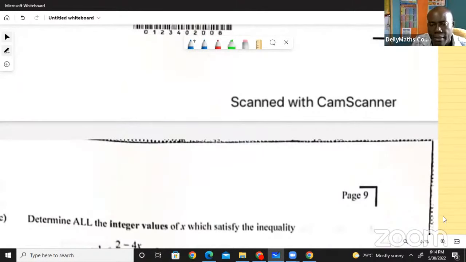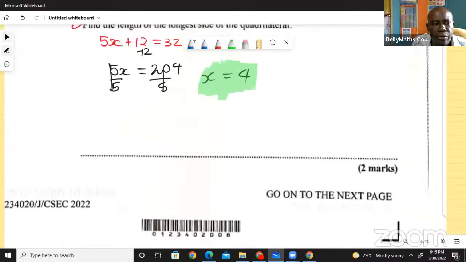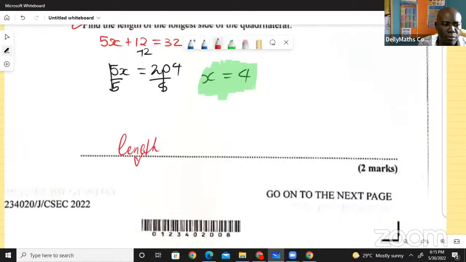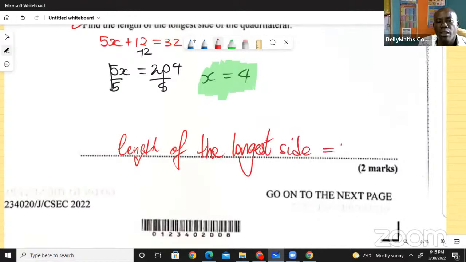All right. Hold on, I think I'm running a little bit ahead. Okay. So we could just lay this down: the length of the longest side equal 13 cm. So the length of the longest side equal 13 cm. So pay attention, work out the things, guys, and look at it. Try not to make errors.